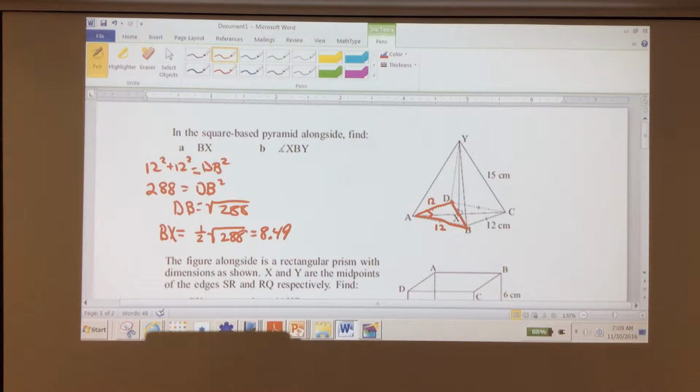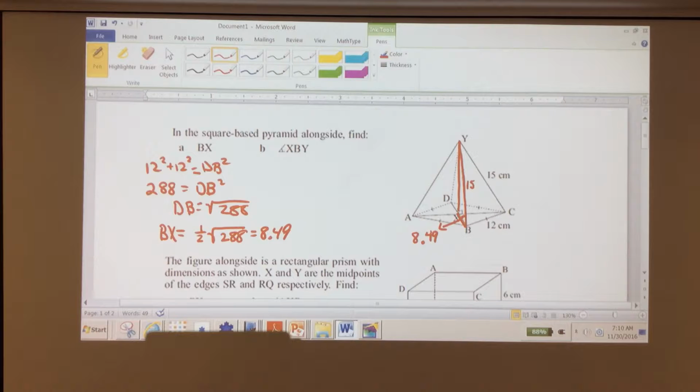Alright, so now that we know that's 8.49, let me erase some of this stuff on the pyramid. Now we're trying to find part B. We're trying to find angle XBY. XBY is this little angle right there. Well, if you notice, this edge, BX, and that altitude of the pyramid make up a right triangle. Well, we know that BY is 15 because all those edges going up to the pyramid's point at the top are the same length, so that's 15. We just found BX from part A. It was 8.49.